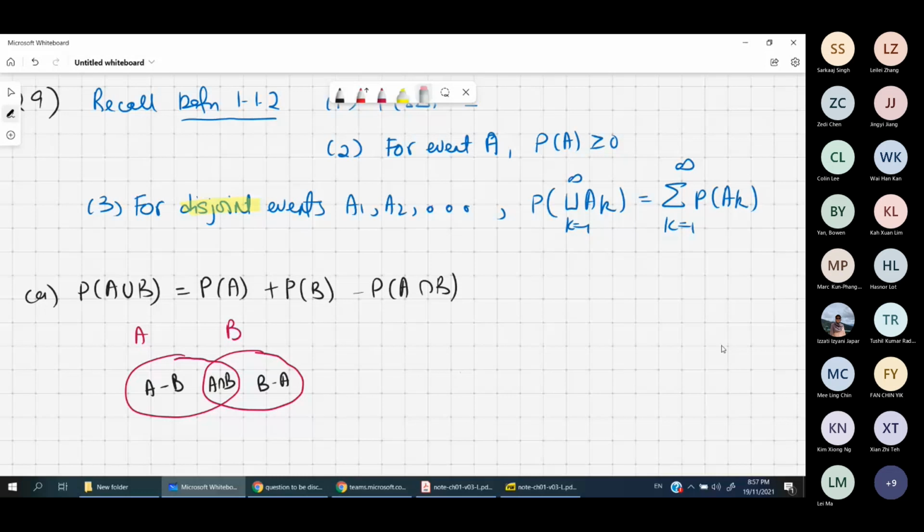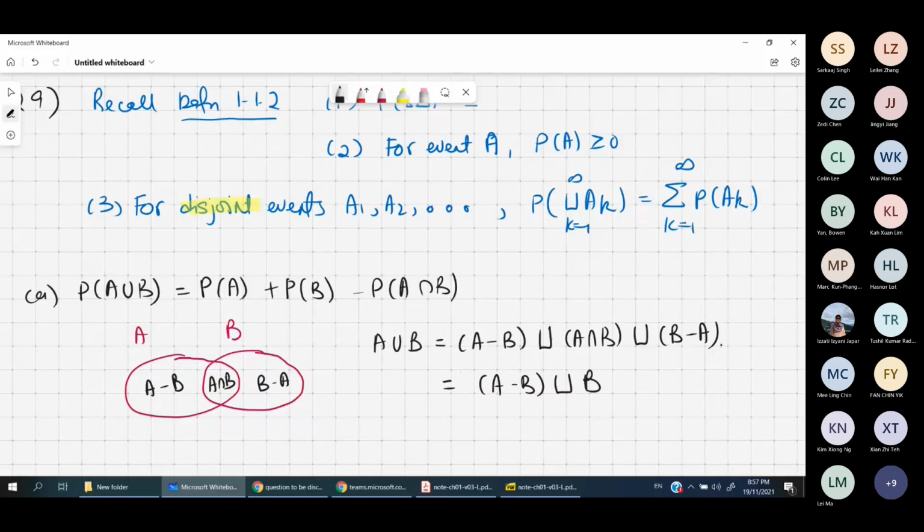Okay, A or B will be these 3 parts. We can see A or B has 3 parts here: A minus B, disjoint union with A and B, and disjoint union with B minus A. If you look at these 2, it can be written as A, B, disjoint union with B. This is what we can have, right?